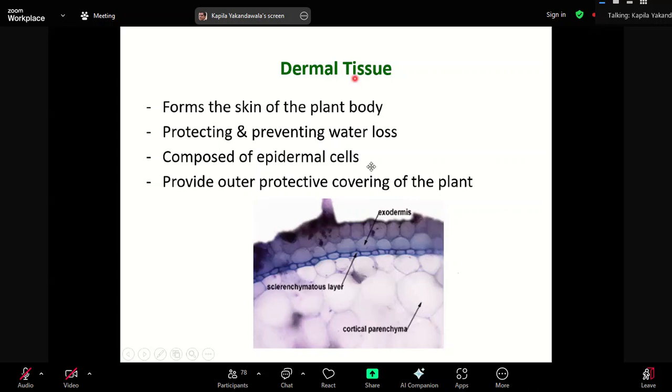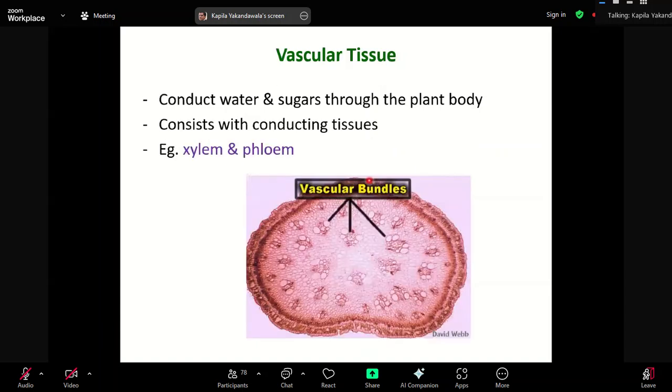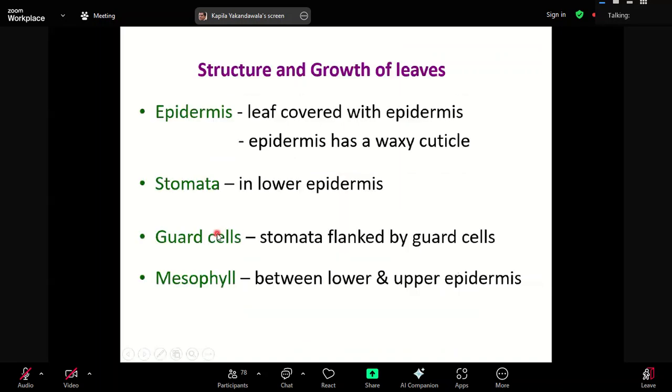What are the functions of dermal tissues? It forms the outer skin of the plant body. So it protects the plant cells, it prevents water loss, and it can be comprised of hairs, trichomes, etc. So protection is the main function. Then ground tissue consists mainly of parenchyma cells. So storage, you can remember the function. Photosynthesis, secretion, etc. are the functions. Then vascular tissues, that is xylem and phloem. Innermost, we discussed xylem and phloem. Right. Those are the different types of tissues.